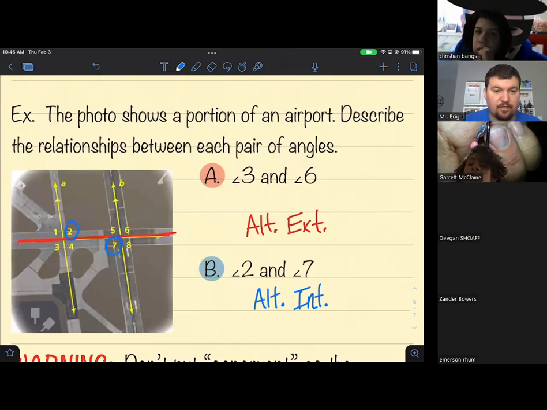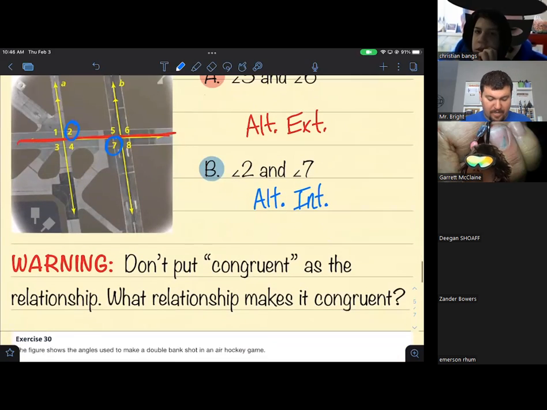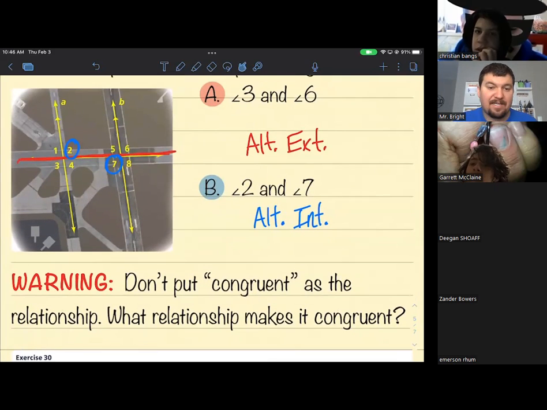Still on opposite sides of the transversal, but now they're inside the parallel lines. Alternate interior. Good job. Okay, so here's a warning. When you take this upcoming quiz next week, and I ask you, what's the measure of angle 7 and why is it this? Like, what's its relationship?